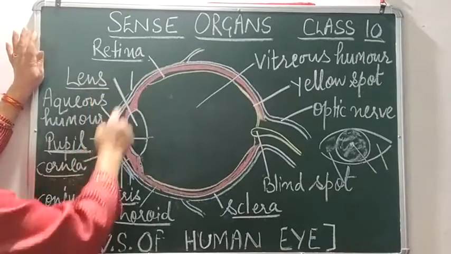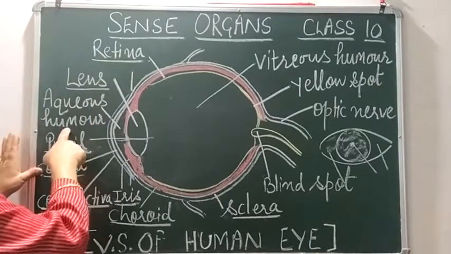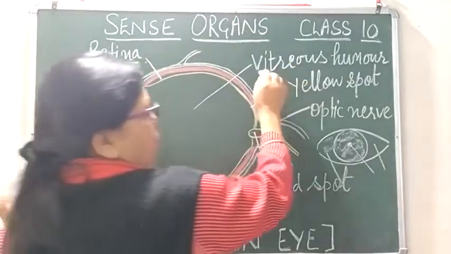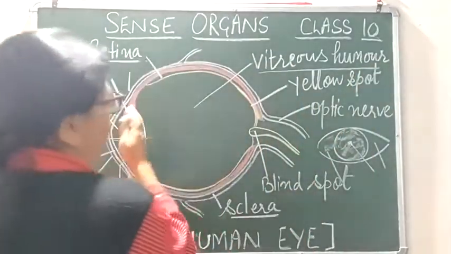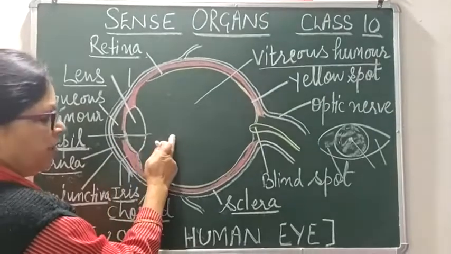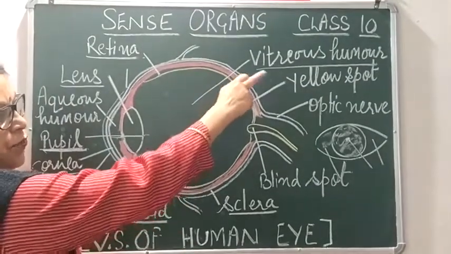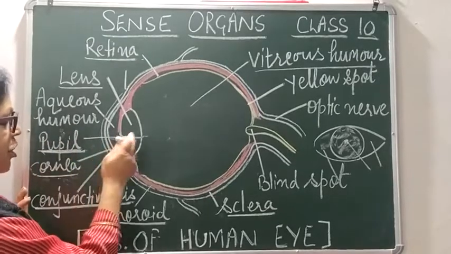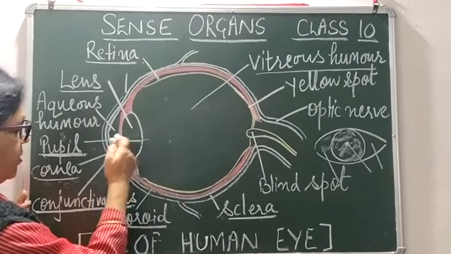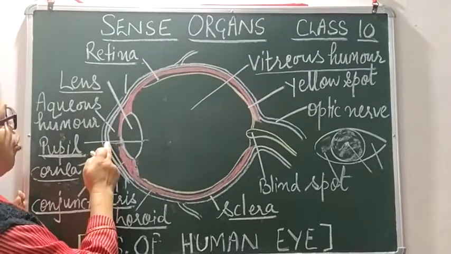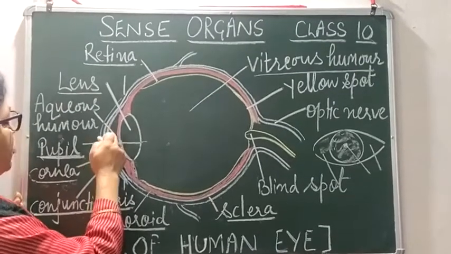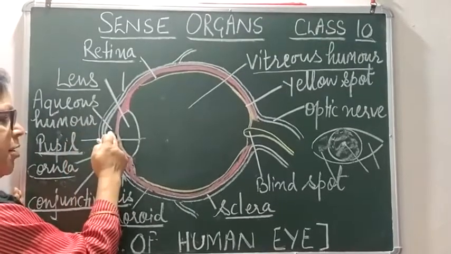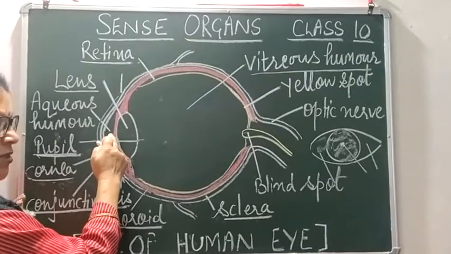Then there are two chambers. One is called the aqueous humor, which is in front, and the other is the vitreous humor, at the back of the lens. Aqueous humor is positioned between the lens and the cornea. Aqua means water, so it is a watery fluid.